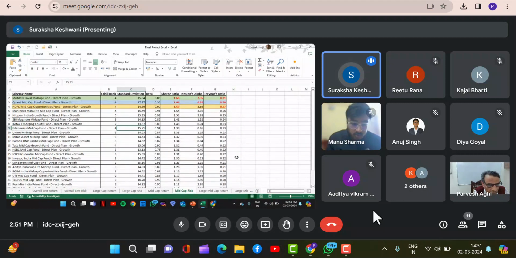We can see that Motilal has a Jensen's alpha of 7.35, as we have already discussed that it will give 7.35 additional return to the investor, and it has the higher Sharpe and Treynor ratio as well. So it is a good fund to invest in from the point of view of an investor who wants to invest in a mid-cap mutual fund.